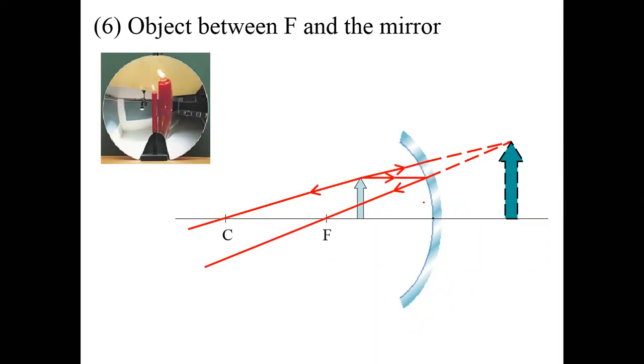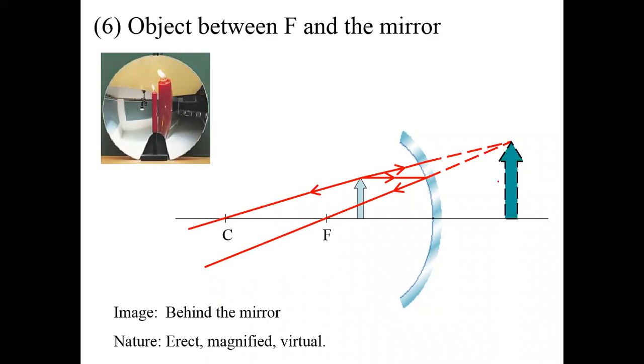So what does this mean? That means the image is going to be virtual, erect, and magnified, larger than the object. Erect means it is straight up, as you see. It is going to be magnified, and virtual, it is going to form behind the mirror.